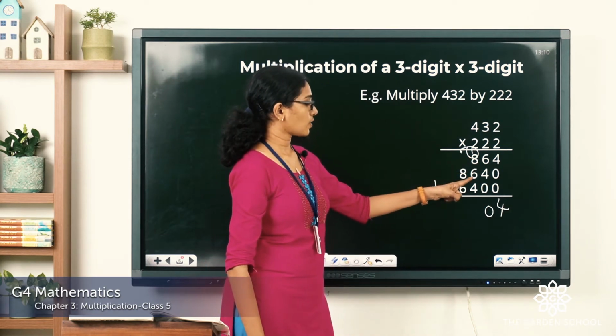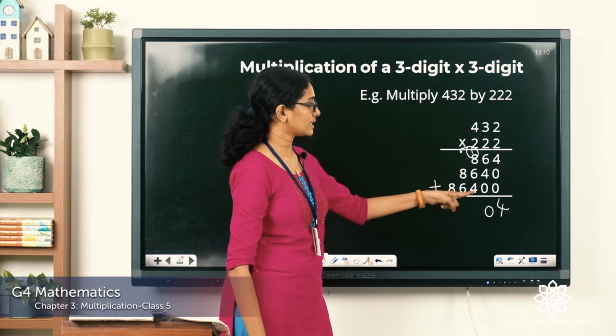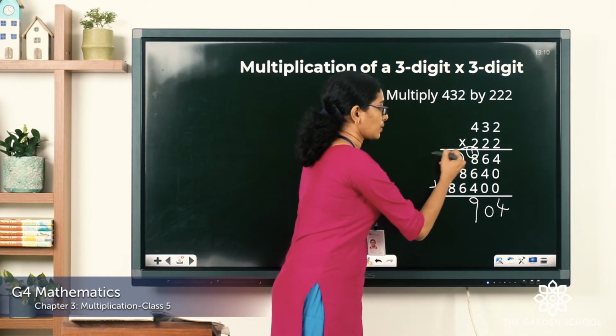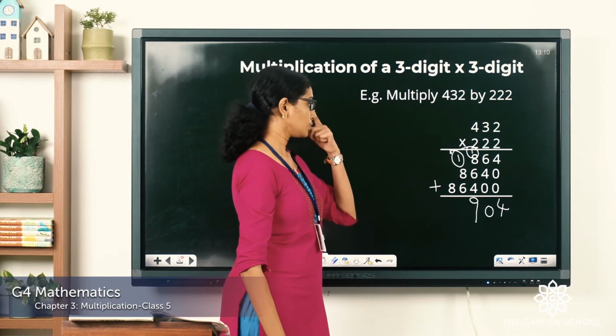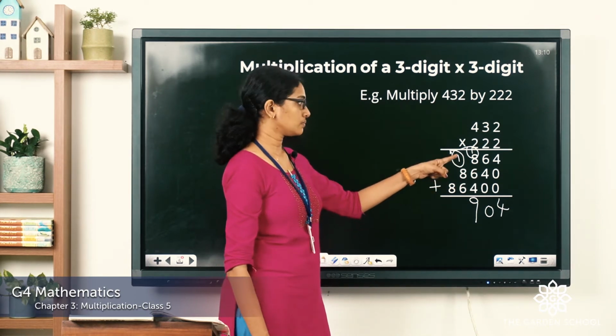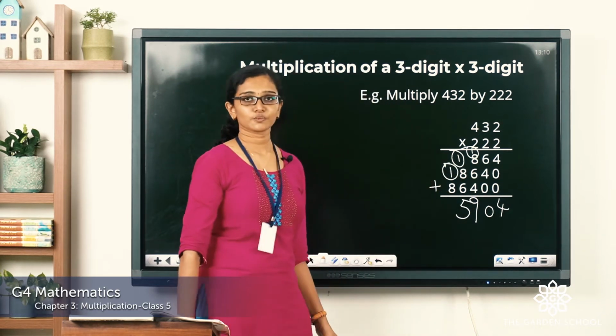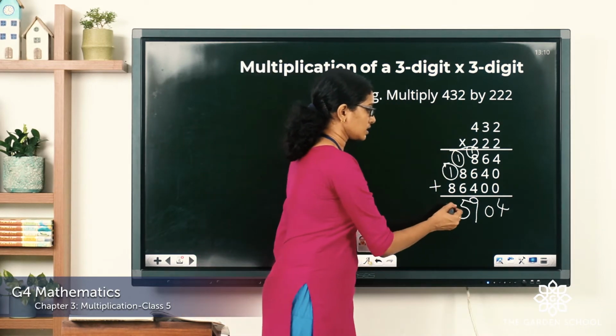Now 8 plus 6, 14, 14 plus 4 is 18 plus 1, that is 19. You write the 9 here, carry over the 1 to the next place. Now you do 8 plus 6, 14 plus 1, 15. Again, I carry over to the next place. Now 8 plus 1, it is 9.